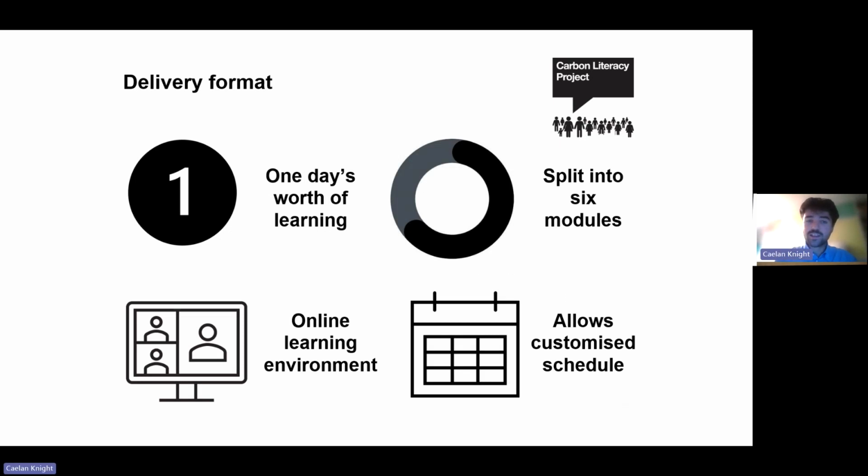So the toolkit itself, as I've mentioned, it's 1 day's worth of learning. It's split into 6 modules. So this means that although it's 1 day, you can split that over multiple days. We do appreciate that many people who are involved with community councils have other commitments during the day. So often evening sessions or morning sessions work best. So it's very much there for you to split that up into sessions that are suitable for your colleagues.